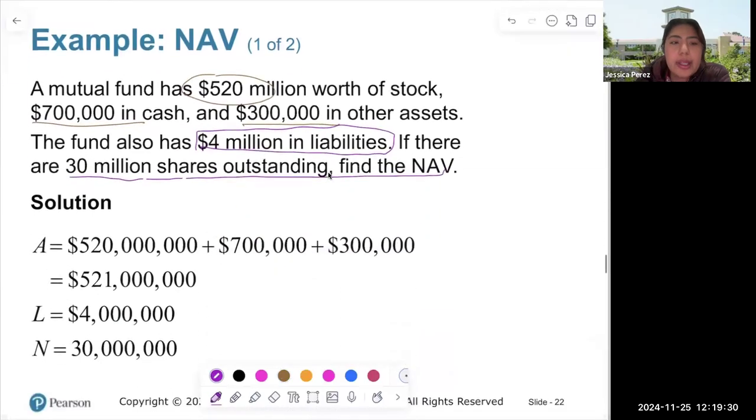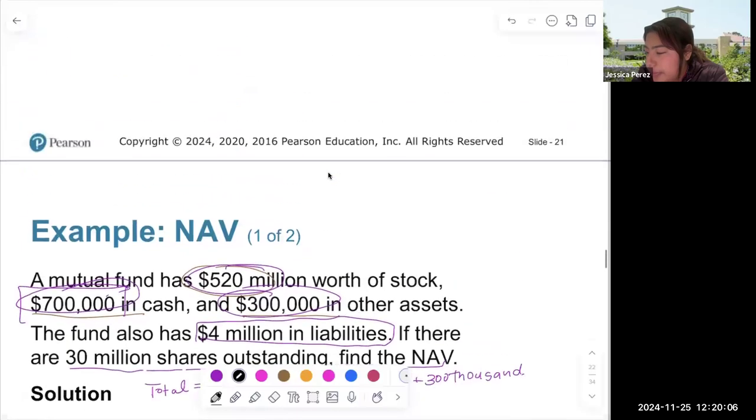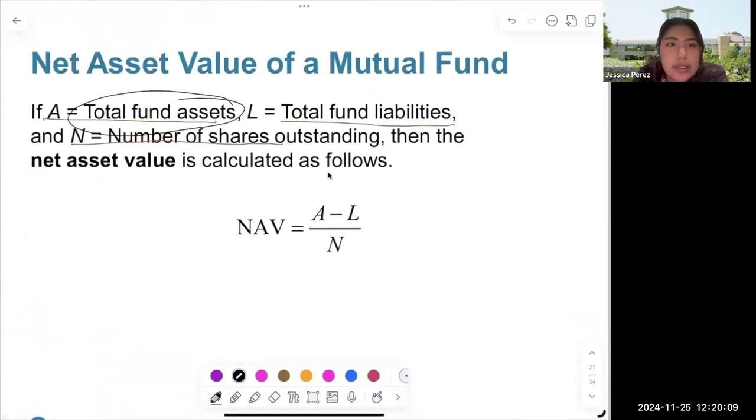Well, first of all, let's look at A. A is the total amount. So it's the 520 million plus the 700,000 of cash plus 300,000, so it's the total. You're accumulating everything there, there, and there. That gives you a total of 521 million total fund assets. These are your assets.